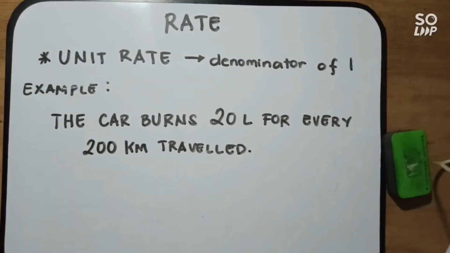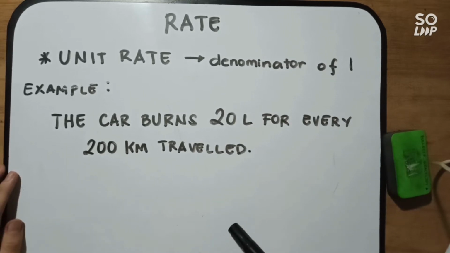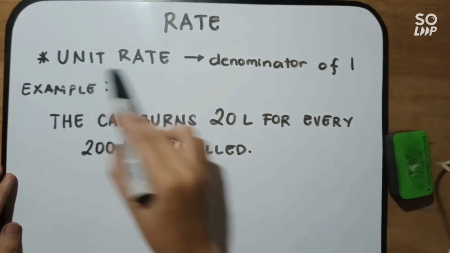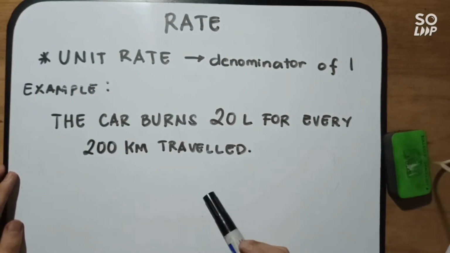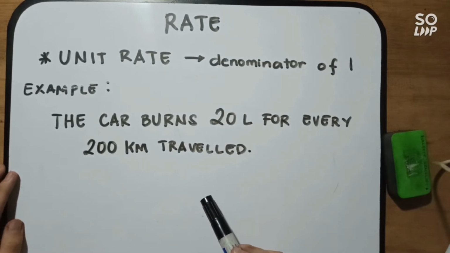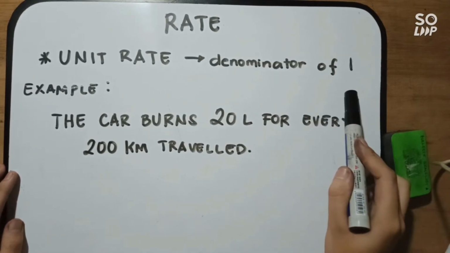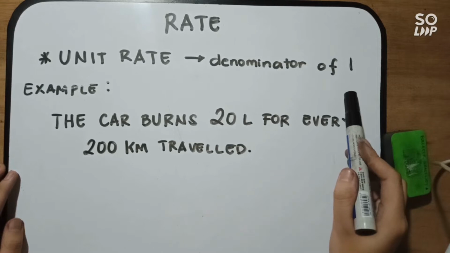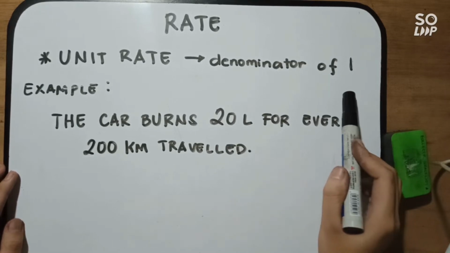So let's now proceed to the concept of rate. A rate is a ratio that compares quantities of different units. In this, there is what we call the unit rate. A unit rate is a rate that has a denominator of 1, that is, a rate for 1 unit of a given quantity.